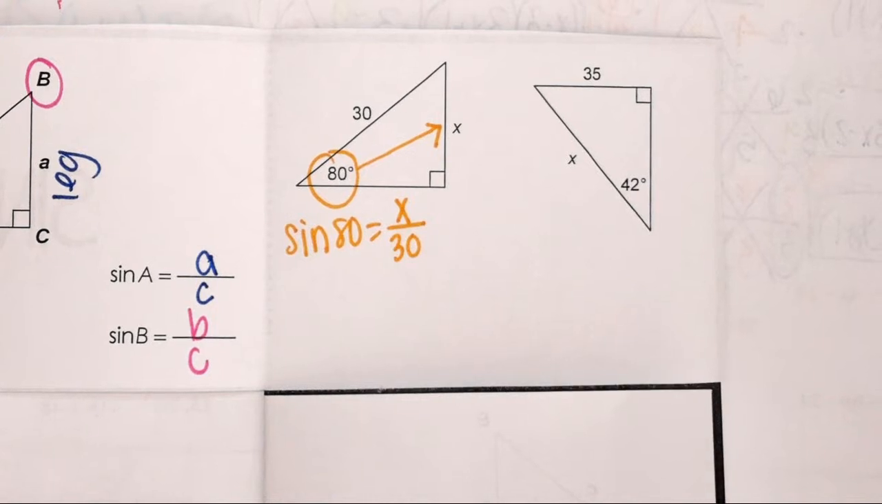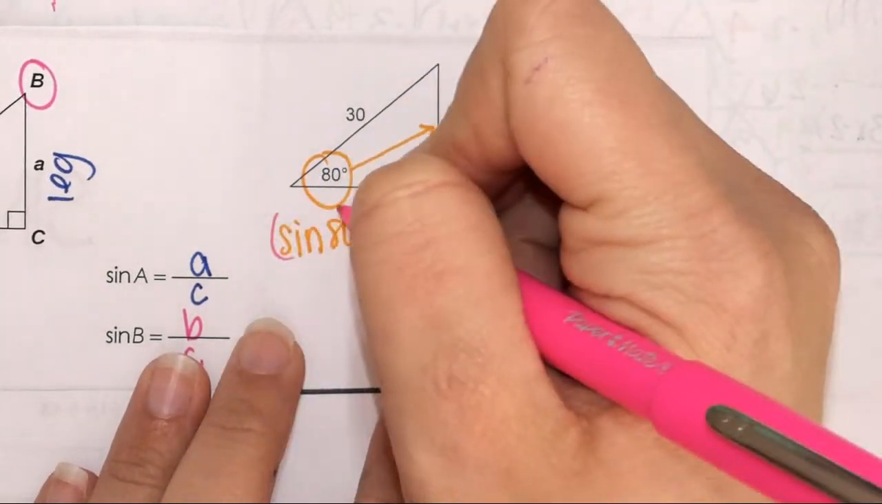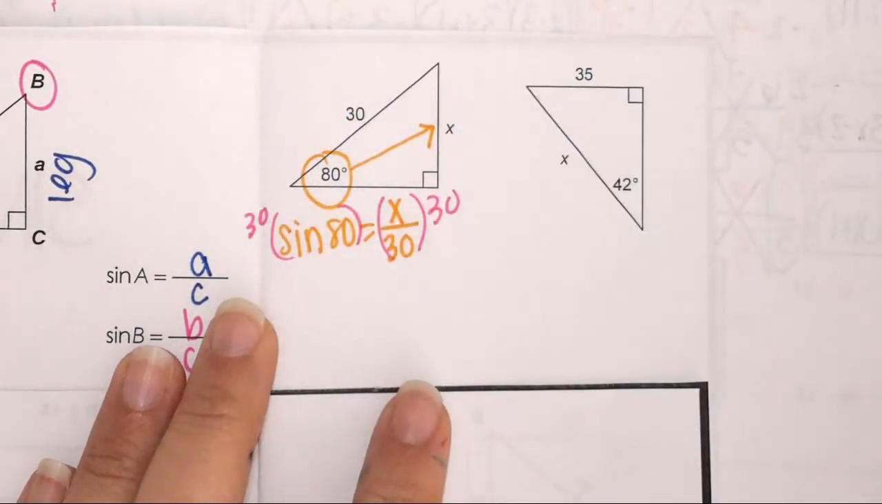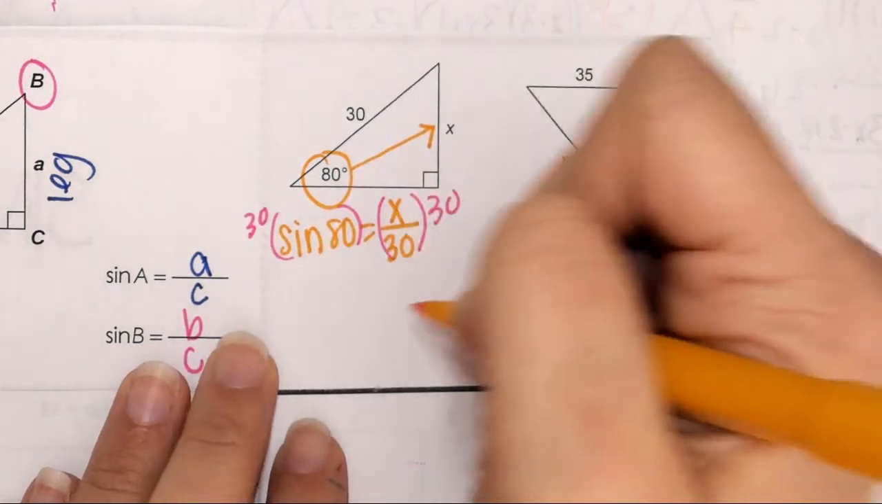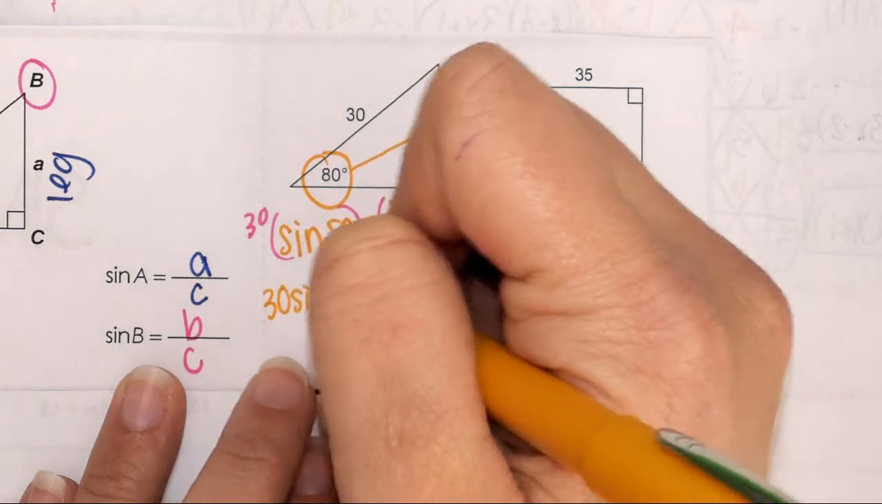And now remember, trig functions are ratios. So you need a fraction in your problem every time. And the way we get rid of this is we multiply both sides by the denominator. So we're going to multiply both sides by 30. And you have x equals 30 times the sine of 80.